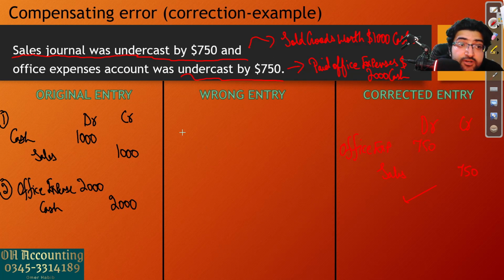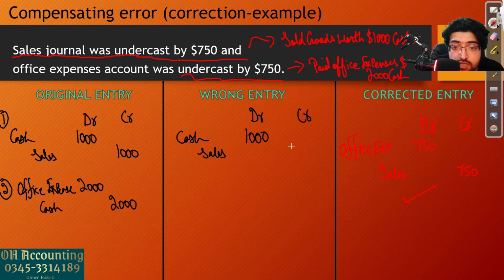But what did we do wrong? They have told us what we did wrong. Okay? Sales journal was undercast by 750, which means cash was recorded correctly, but sales were undercast by 750, means you recorded sales as 250 only. Okay? Under added by 750. So you recorded sales as 250 instead of 1,000. 1,000 minus 750, 250. Okay? This is called undercasting or under recording. So we have under recorded sales by 750.